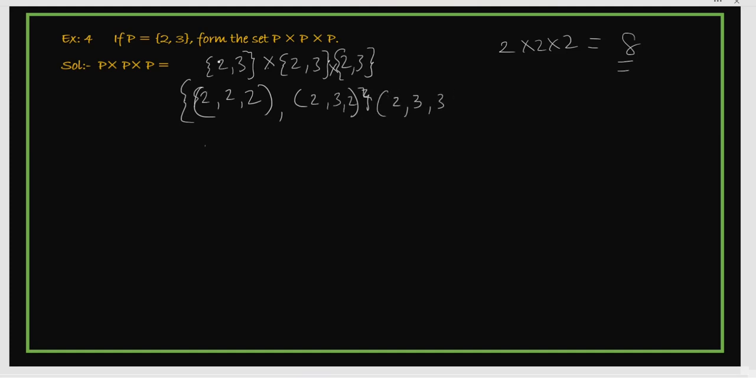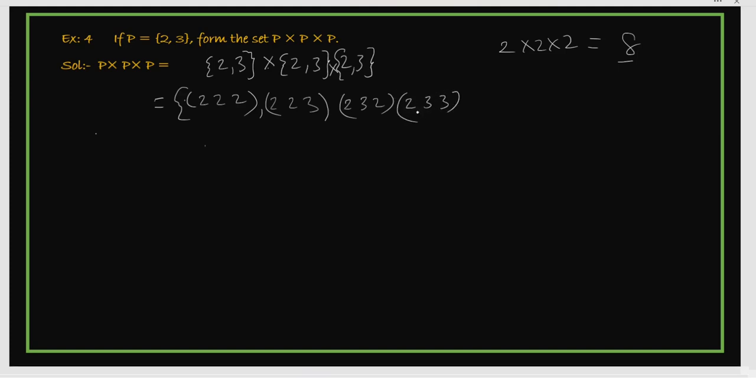This 2, 2, 2 and 2, we will write like this, 2, 2 and 2, right? This is the first element, then 2, 2 and 3. I will put the commas at the end. 2, 3, 2. 2, 3, 3. This is how you take the triplets.